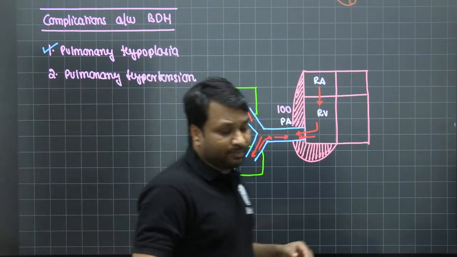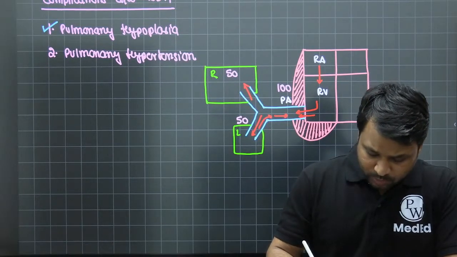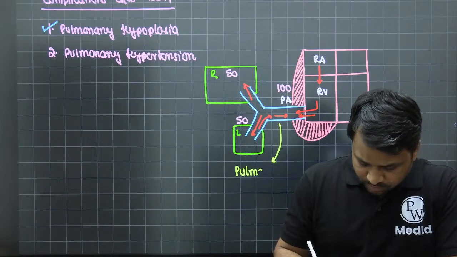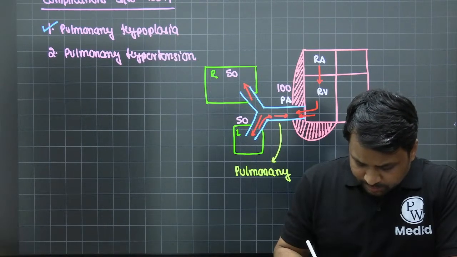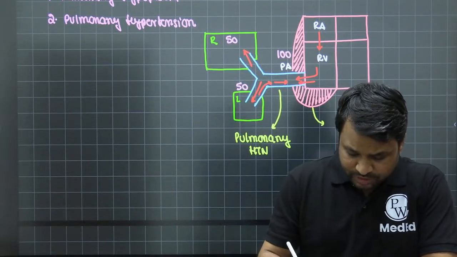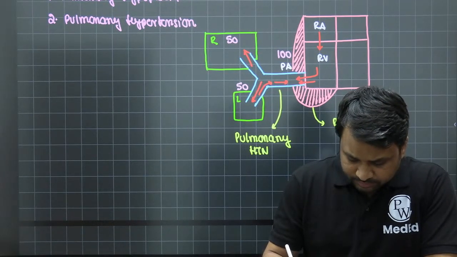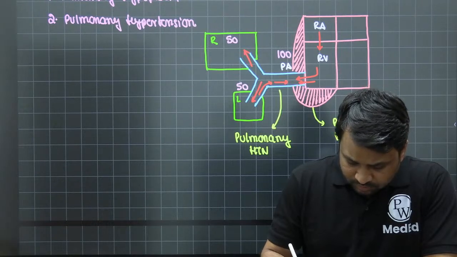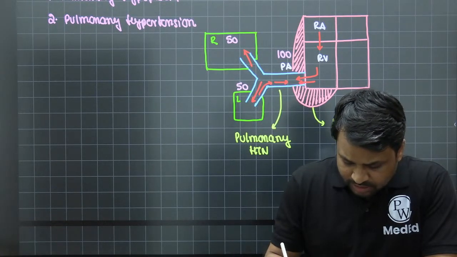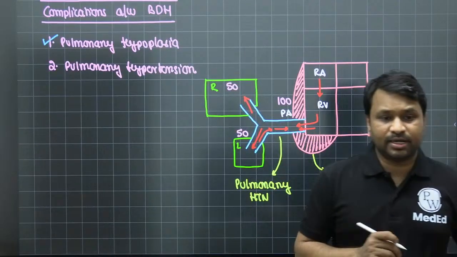As more and more blood pools, it will result in pulmonary hypertension, and this pulmonary hypertension will result in right sided heart remodeling, and this remodeling will result in the death of the patient.